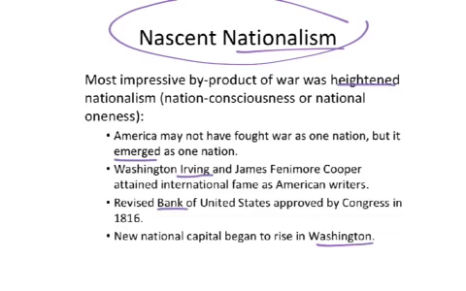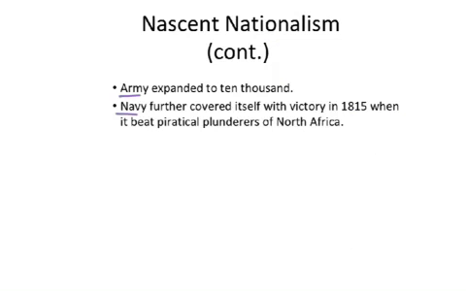The revised Bank of the United States was approved by Congress in 1816, and the new national capital began to rise in Washington. The Army was expanded to 10,000, and the Navy further covered itself with victory in 1815 when it beat piratical plunderers of North Africa.